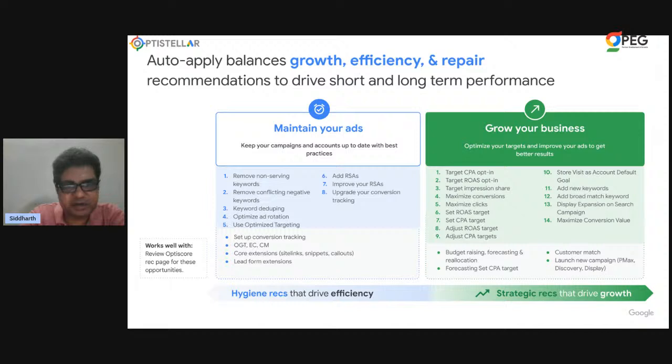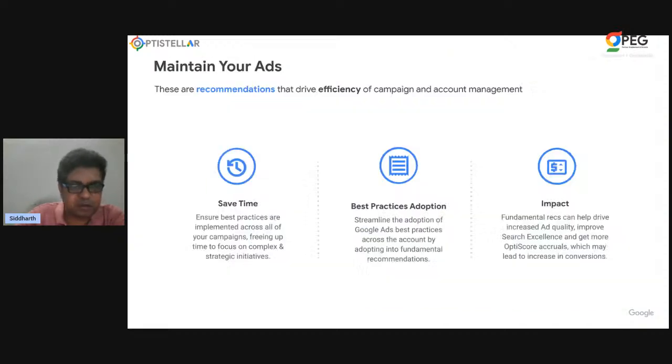And the grow your business recommendations are the set of recommendations that you will use in order to grow your business, improve the overall ROAS and the overall ROI from your digital spends, right? These are strategic recommendations that will help you win in auctions and make sure that you are always getting the best out of your ad spends. So these are the two subsets in which we have broken down the auto apply recommendations.